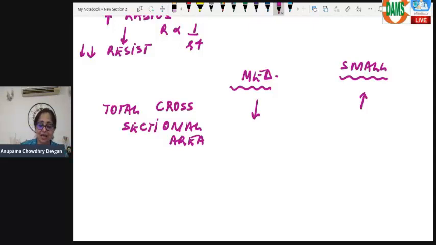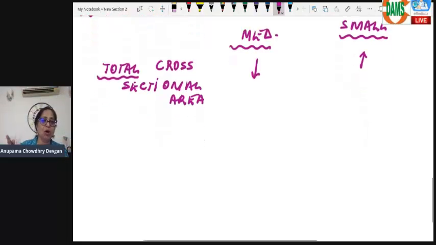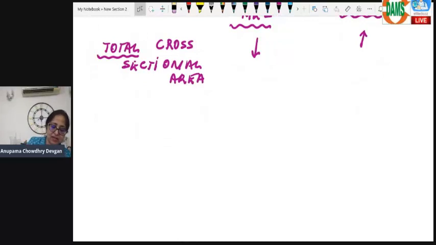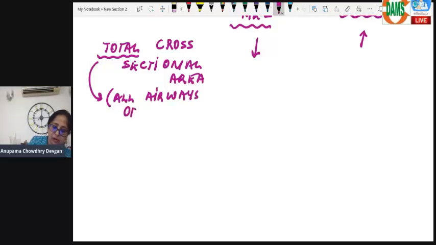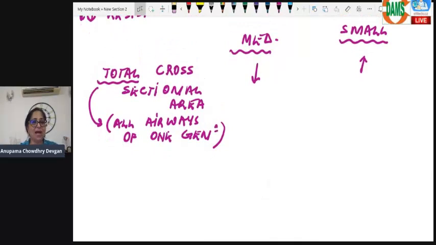Please understand, the term here is total, not the cross-sectional area of the individual airway, but all the airways of that generation. Total means all airways of that generation. The total cross-sectional area is lesser in the medium and higher in the smaller-sized airways.